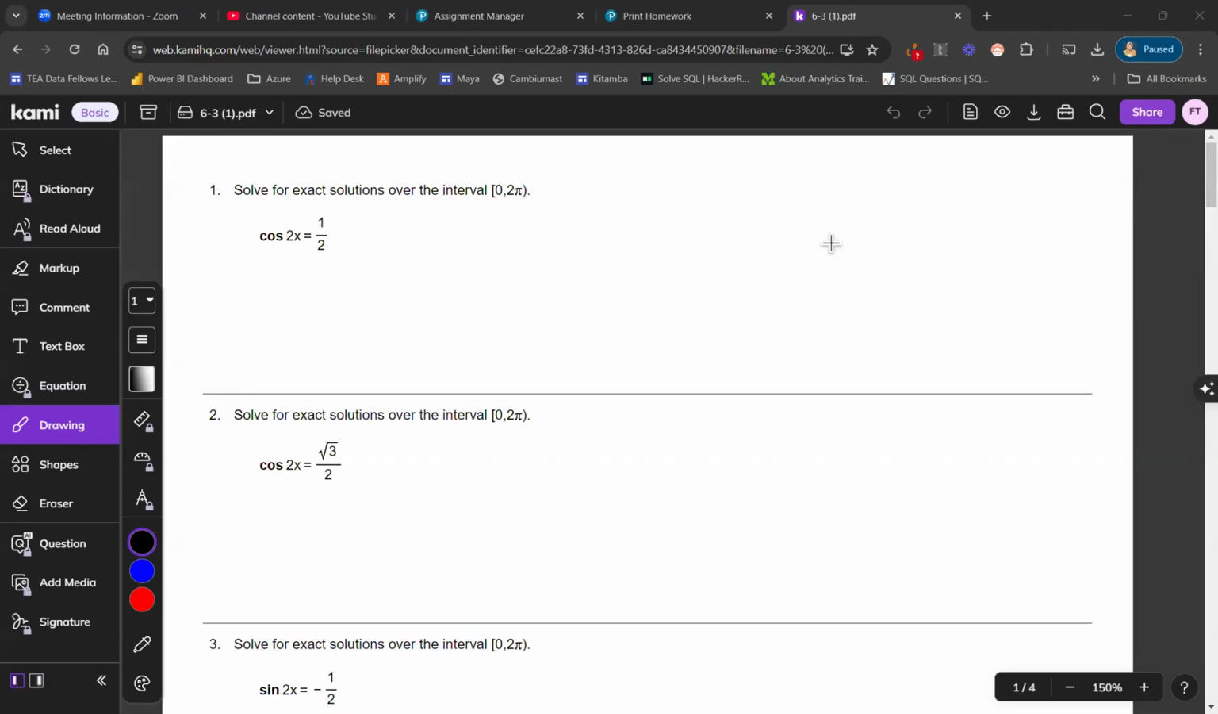We have the cosine of 2x here. If you think about the angles whose cosine value is equal to 1/2, I know that the first angle is cosine of 60, which is pi over 3. Cosine of pi over 3 is 1/2. Cosine is also positive in quadrant 4, which is cosine of 300. Cosine of 300, which is 5 times 60, so 5 pi over 3, is also equal to 1/2.